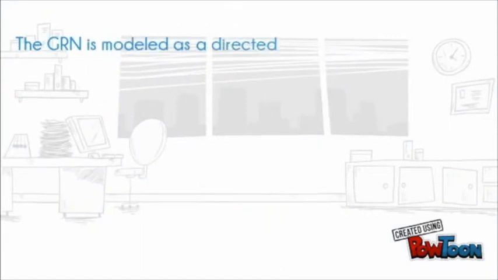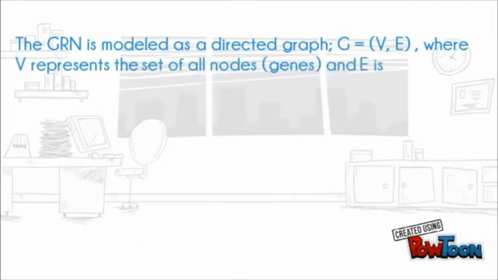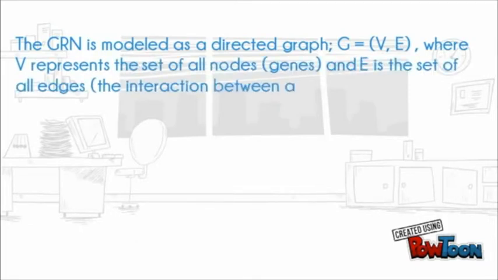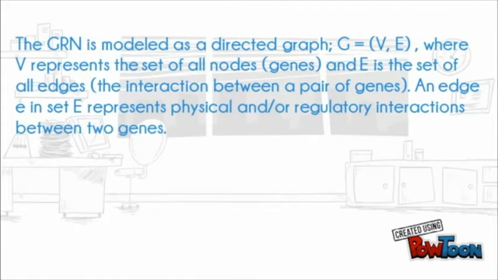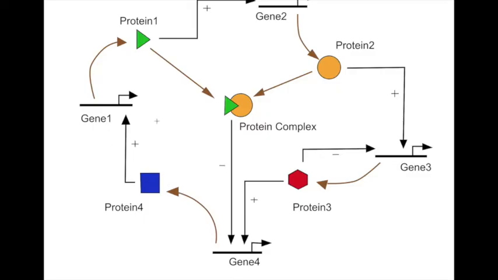The gene regulatory network is modeled as a directed graph. G equals (V, E), where V represents the set of all nodes or genes and E is the set of all edges. An edge e in the set E represents physical or regulatory interactions between two genes. Genes can be viewed as nodes in a network, with input being proteins such as transcription factors and output being the level of gene expression. The node itself can be viewed as a function which can be obtained by combining basic functions with inputs.